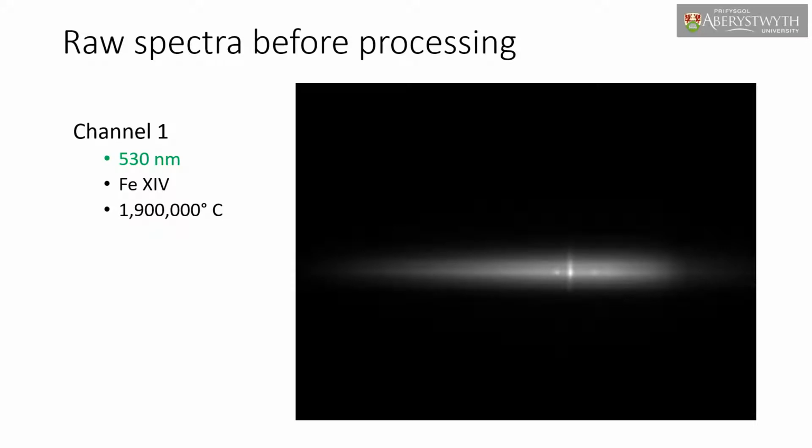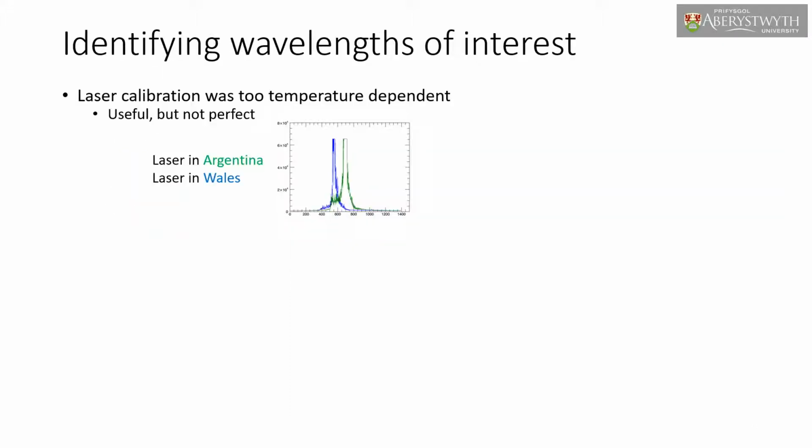And before I really get into this, I just wanted to show you guys a quick shot of what spectrometer data looks like before cleaning it up. Doesn't look like much, right? Okay. So first thing we need to do is identify wavelengths of interest. So we had to figure out where this iron ion wavelength is hidden. I tried at first using laser calibration, but as you can see in the green and blue lines here, it varies a bit based on ambient temperature.